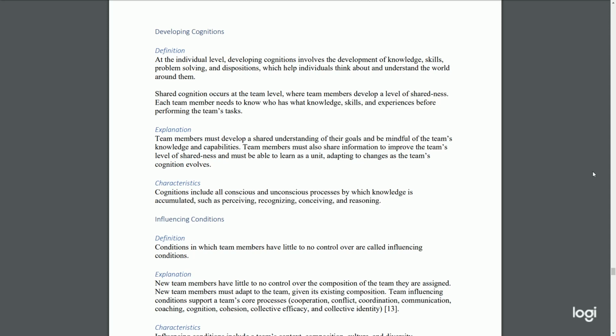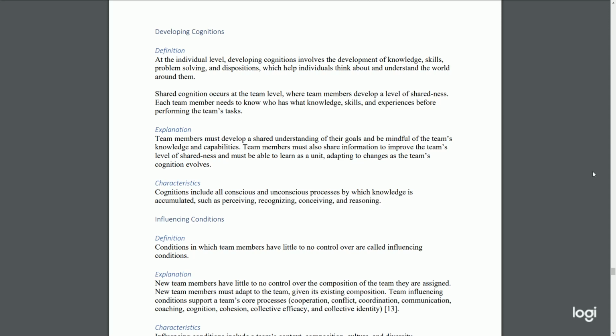Explanation. Team members must develop a shared understanding of their goals and be mindful of the team's knowledge and capabilities. Team members must also share information to improve the team's level of sharedness and must be able to learn as a unit, adapting to changes as the team's cognition evolves. Characteristics. Cognition includes all conscious and unconscious processes by which knowledge is accumulated, such as perceiving, recognizing, conceiving, and reasoning.